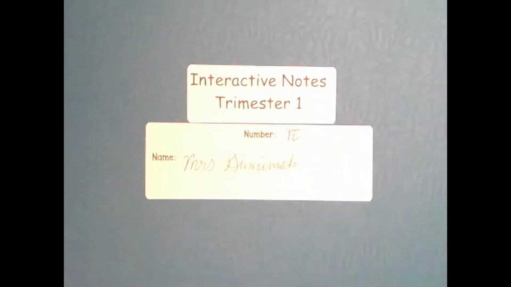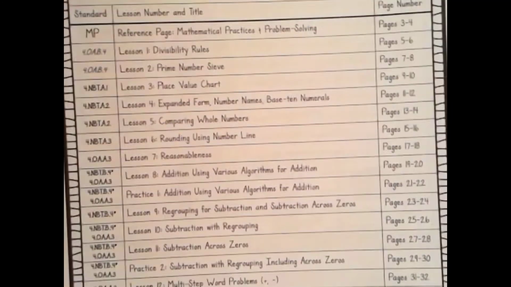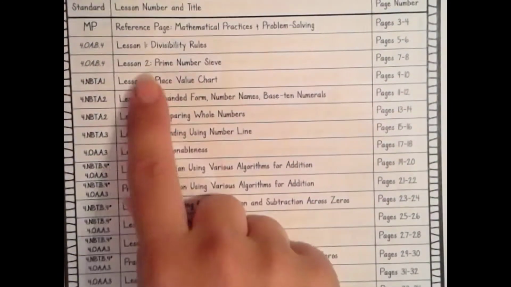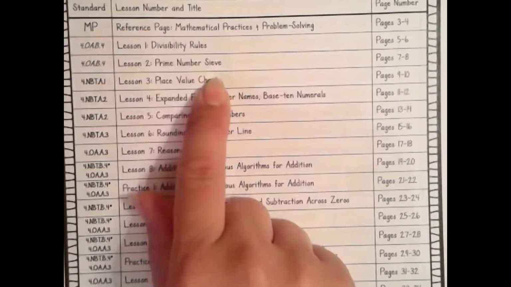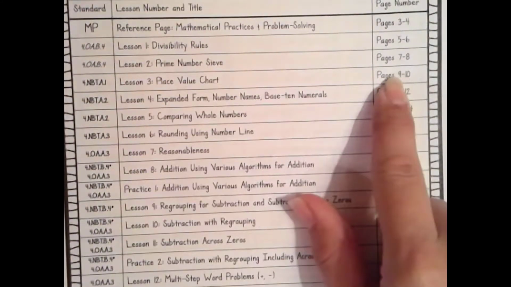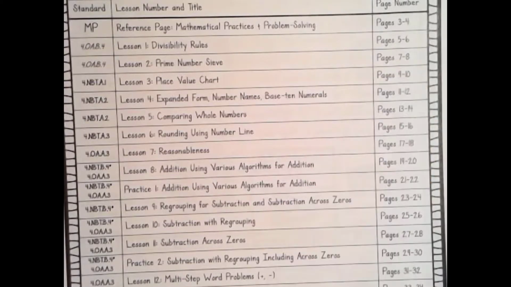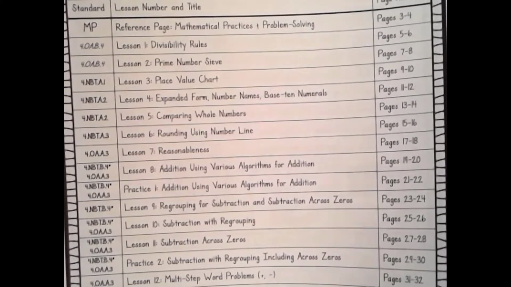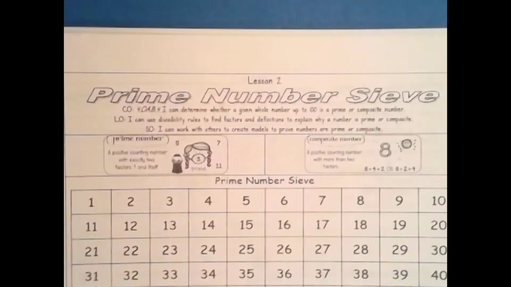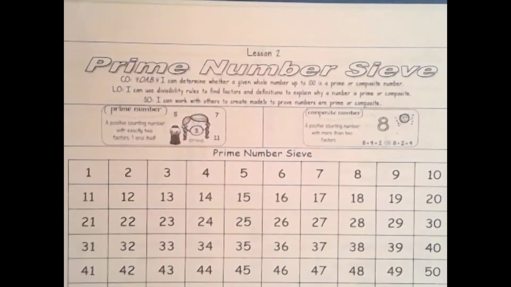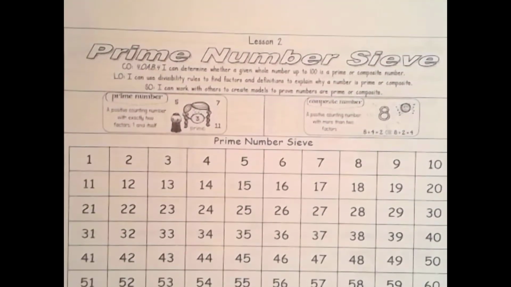Welcome to our interactive notes, lesson 2, part 1. So our lesson 2 is our prime number sieve, and that's going to be on pages 7 and 8. So we turn over to page 7. And then part 2 will be on page 8. So our prime number sieve.